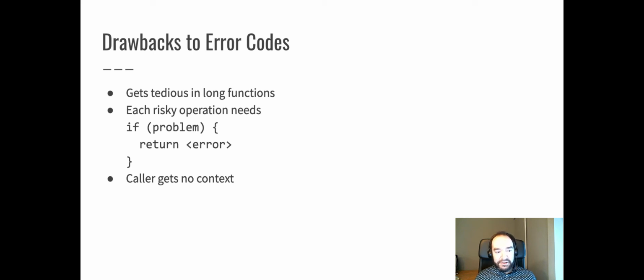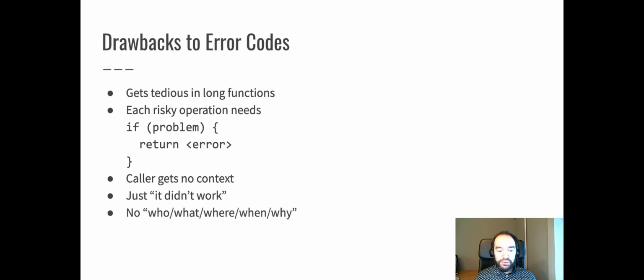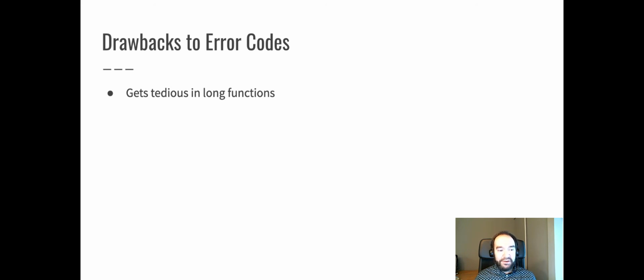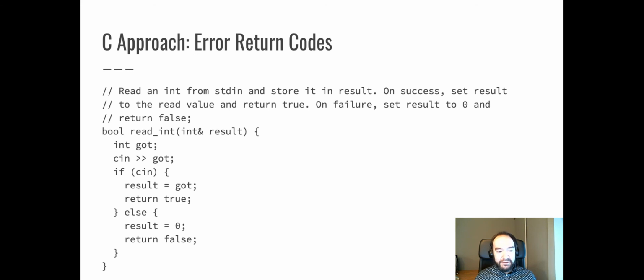Sometimes in order to deal with one of these problems, you need to know what happened. Like, what went wrong? What we only get here with this Boolean return code is just that it didn't work. Either it did work, Boolean true, or it didn't work, Boolean false. There's no kind of who, what, where, when, or why of this error. So if I call the readInt function and I get false returned to me, I don't know what went wrong.